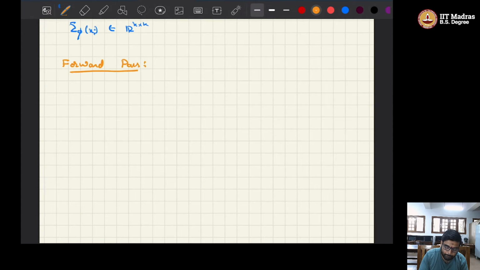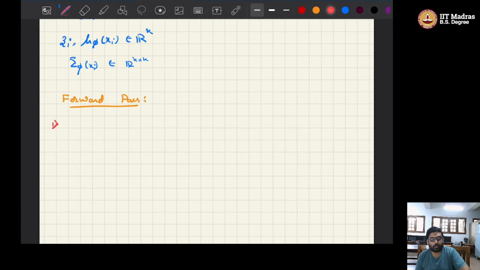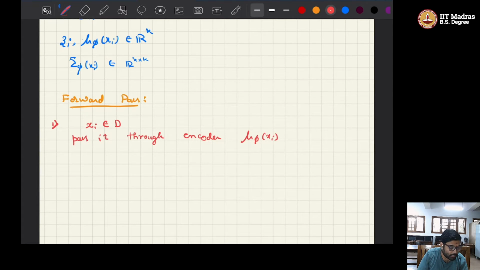The forward pass here. Step 1 that we do is, given xi from D, we pass it through the encoder and then we obtain the mean and sigma, mu and sigma. Now this is the forward pass. Encoder, and then you get mu phi of xi.